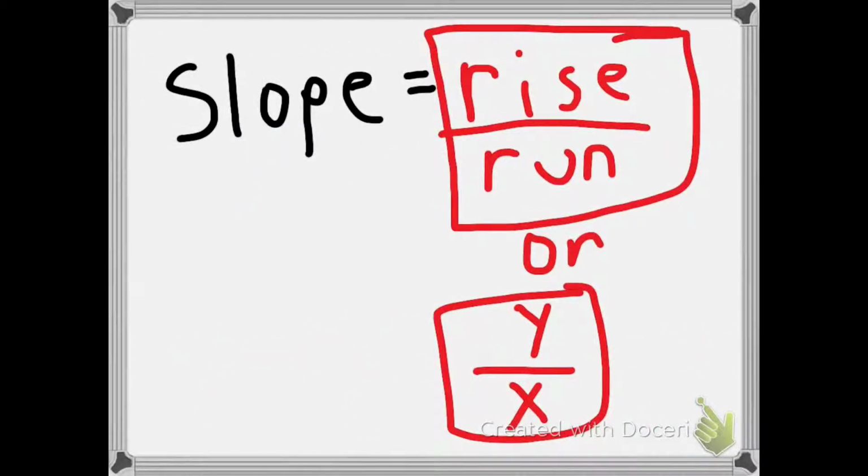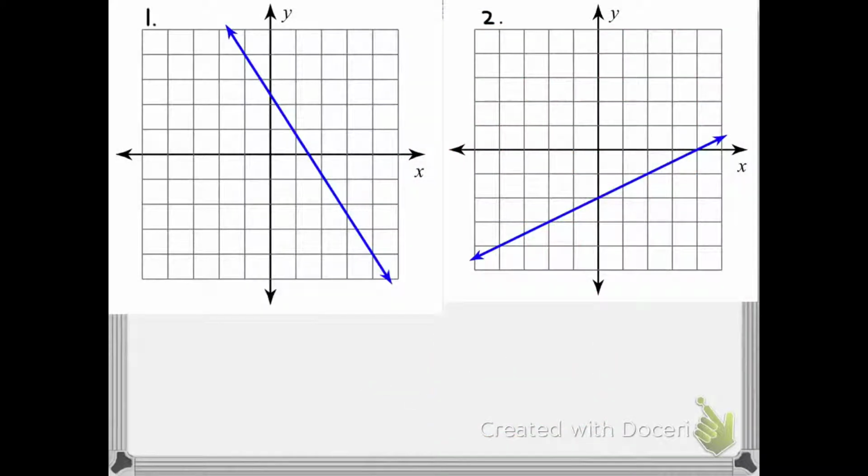Your slope is basically your rise over your run, or the change in your y over the change in your x. This will make more sense once we start identifying it from the graph. The first thing you do is find 2 points. They could be any 2 points. So here's a point right here, and then another point is right here.